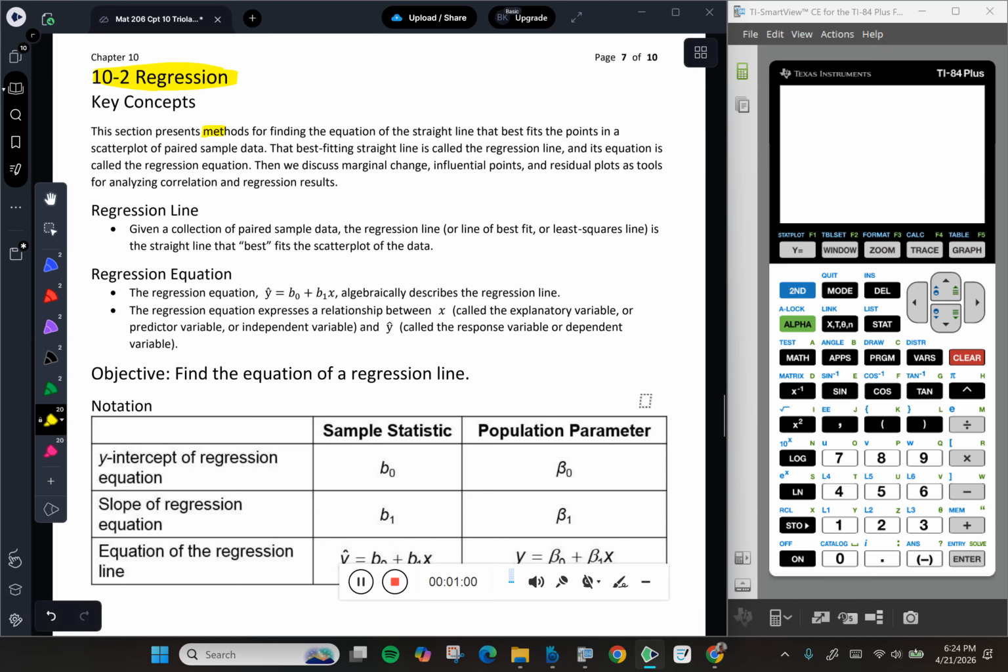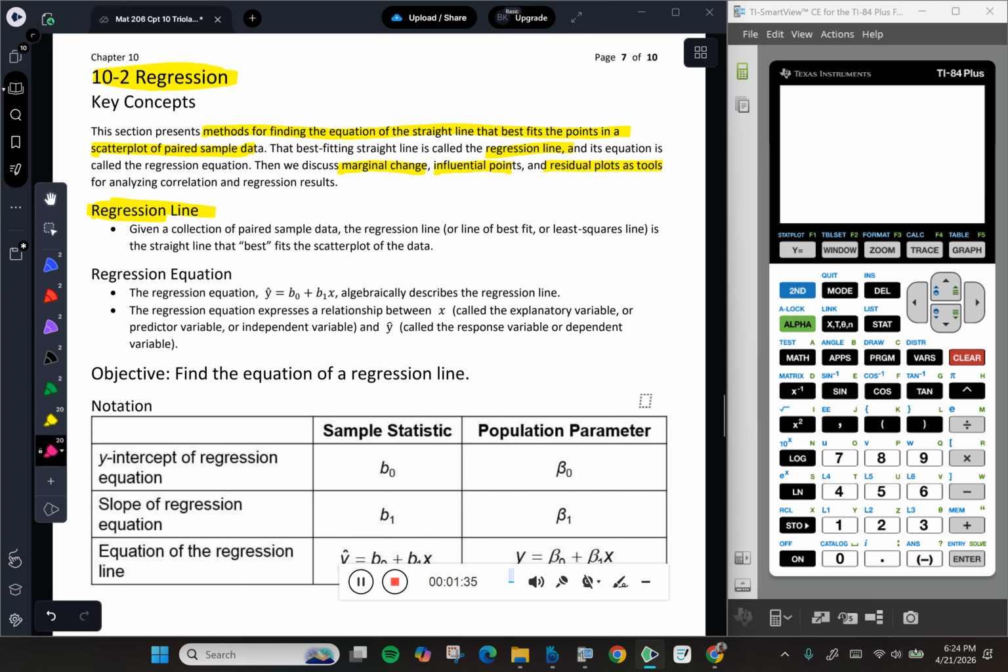We're going to look at how to find the equation of that line that best fits the points for that data. Okay? That line is called a regression line, or a linear regression line, or the line of best fit, or the regression equation. There's lots of different names that it is given. Okay? We're also going to talk about what marginal change is, what influential points are, and we'll talk just a very little bit about residual plots. Okay? So first off, regression line.